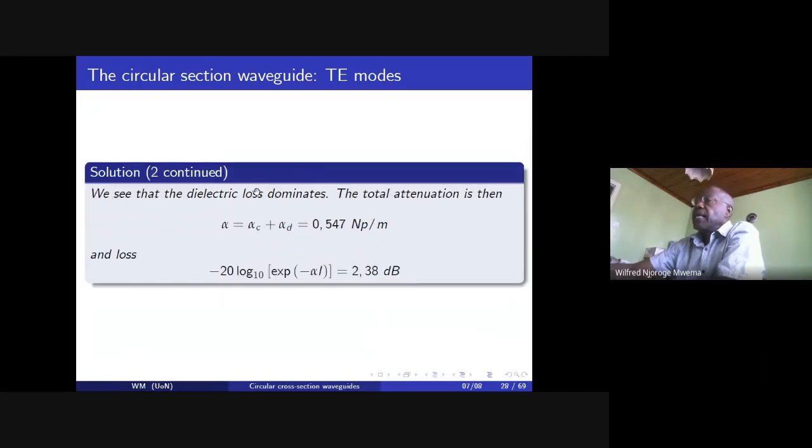We see that the dielectric loss will be dominant in that pipe, and the total attenuation is therefore going to be given by alpha c plus alpha d, which is about 0.547 nepers per meter, and the loss is going to be given by 2.38 dB, that is given by the minus 20 log of that value there.